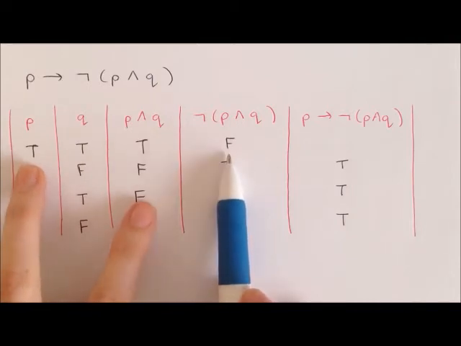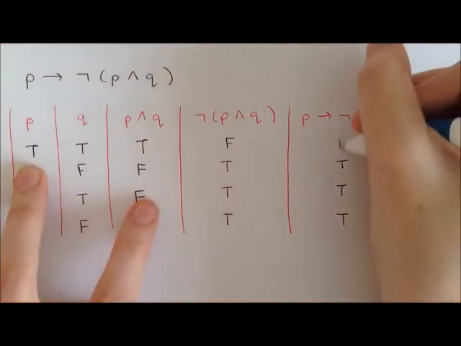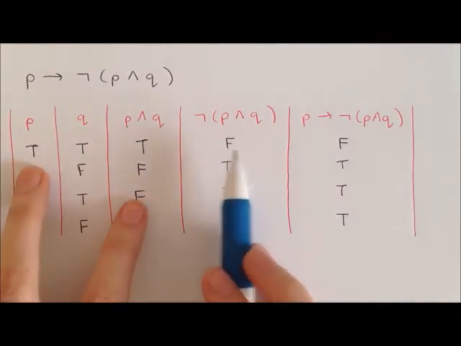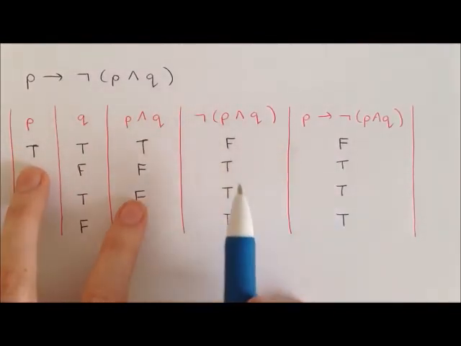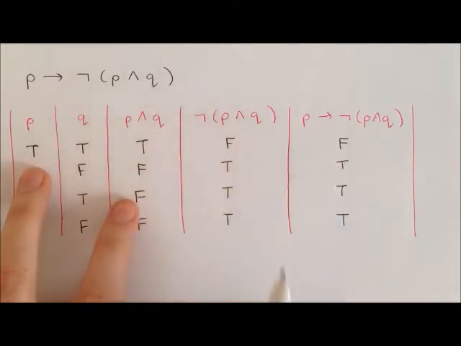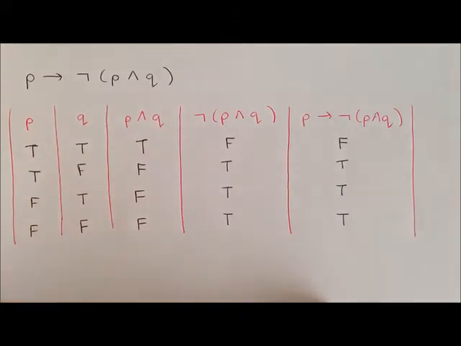So if you have a false and then a true, this column is false. If you have a false and a false, then it's going to be true. If you have a true and a true, then it's going to be true. It takes a little bit of getting used to, but once you memorize that, then you'll have no problem with it. So that is our completed truth table for that example.